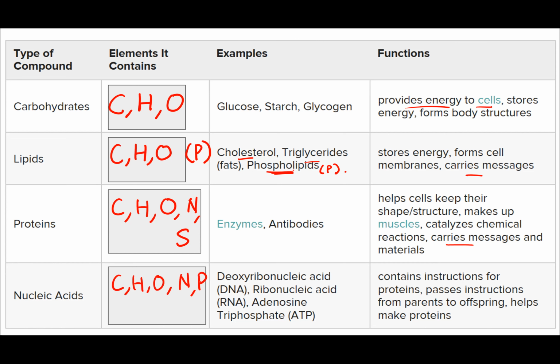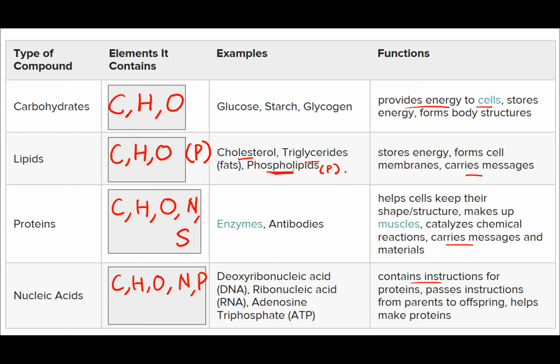Examples of nucleic acids include deoxyribonucleic acid and all kinds of triphosphates. The major functions of nucleic acids include containing instructions for proteins, passing instructions from parents to offspring, or helping make proteins. As I said, we're going to go into details of the functions of these biomolecules in later parts of the chapter. But right now, we're just going to focus on the elements that each of these biomolecules need in order to be made.